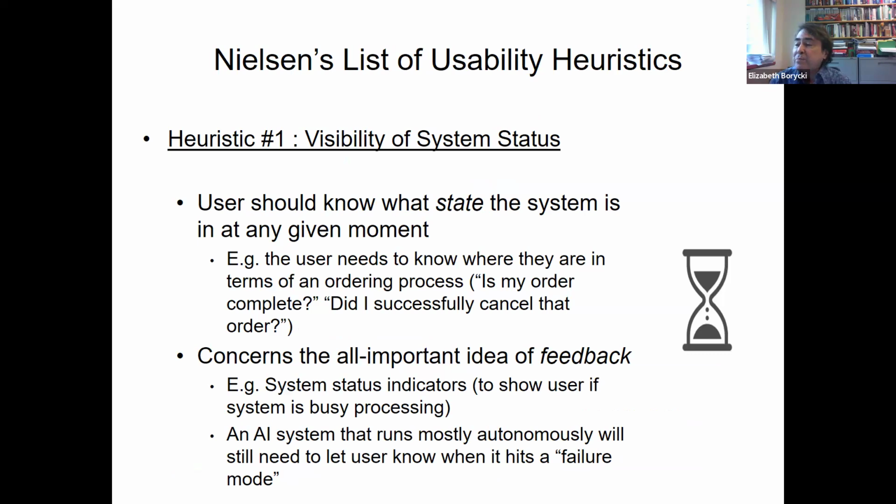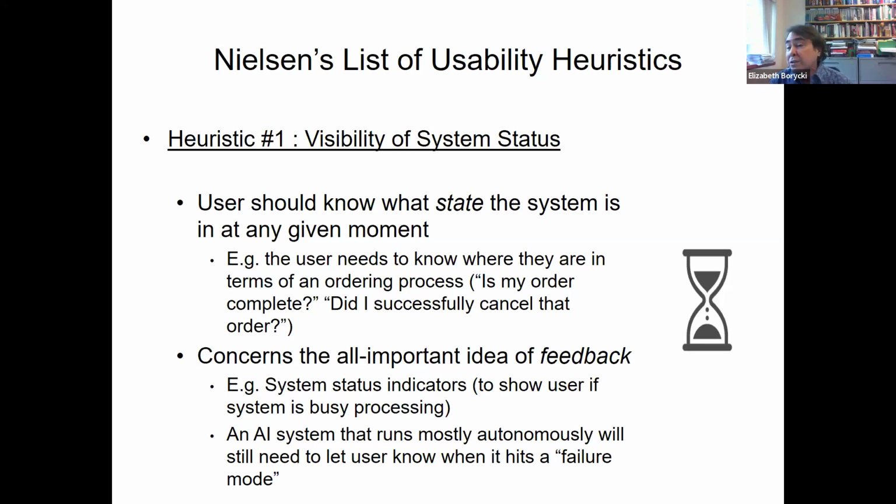Number one is visibility of system status, which is that the user should know what state the system is in at any given moment. If they're in a process, if they're ordering something, do they know the order was complete? So it's about the idea of feedback, a generic idea, but very important. It would be like showing a system status indicator at appropriate points.